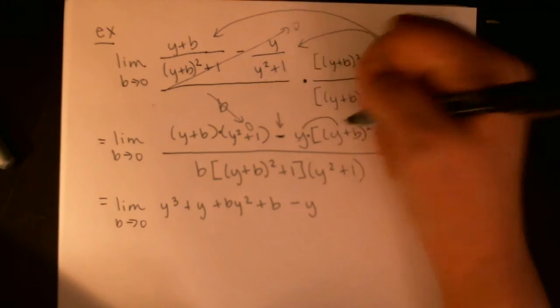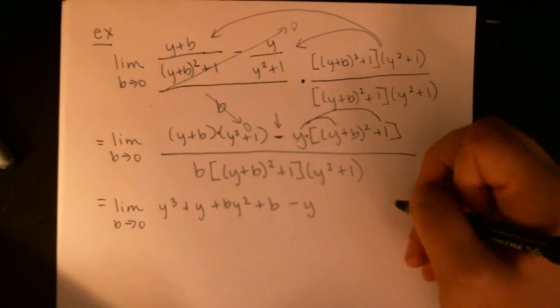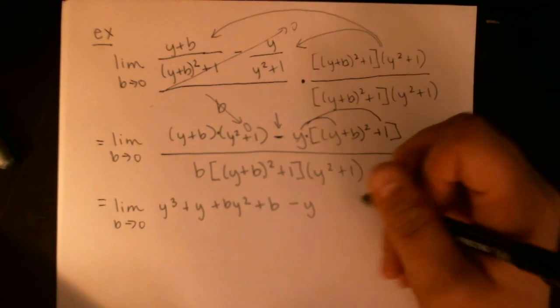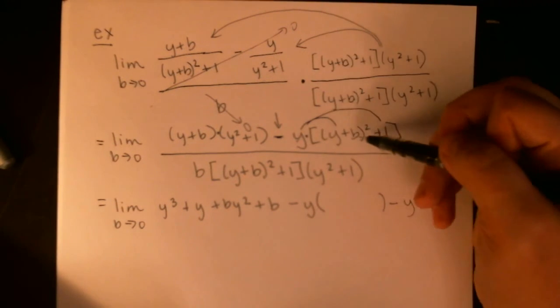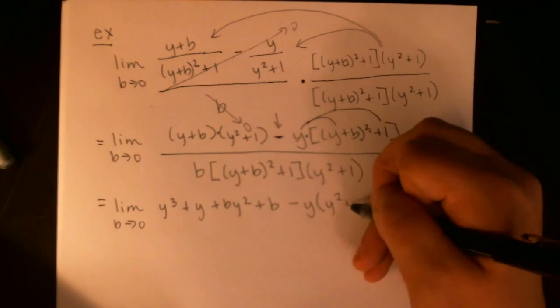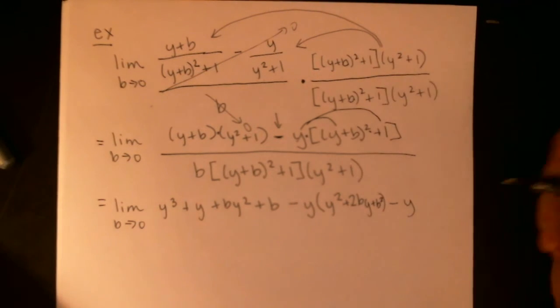I need to multiply negative y by y plus b squared and also by 1. So I'm going to have a minus y out here. But I'm going to sneak in one extra step. This y plus b squared, I'm going to go ahead and multiply that out. So that's going to turn into y squared plus 2by plus b squared.